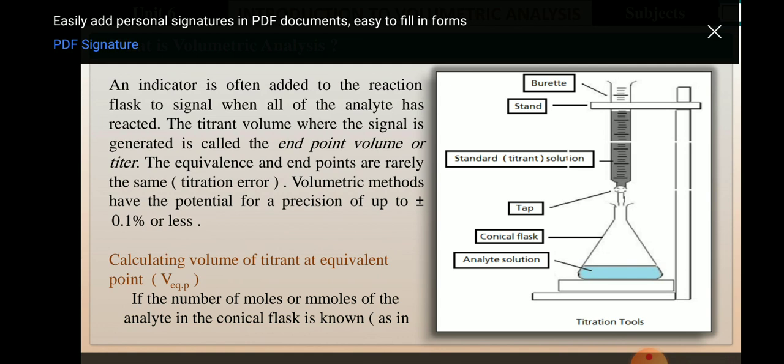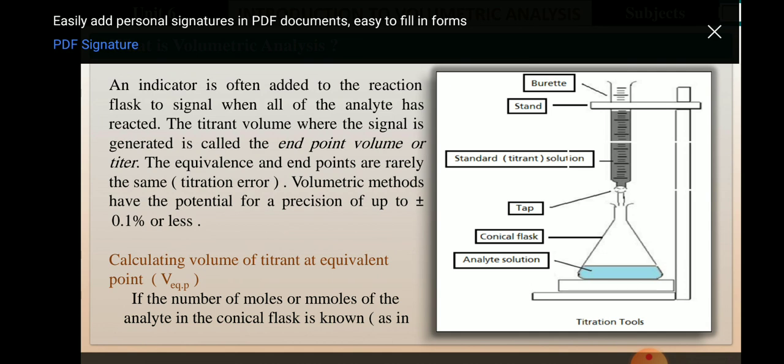Volumetric methods have the potential for a precision of up to plus or minus 0.1% or less. Diagrammatically, there are the burette or standard titration solution, tap, conical flask, analyte solution, and titration tip. This is the diagram of the titration process: firstly, the burette and conical flask in the titration process.